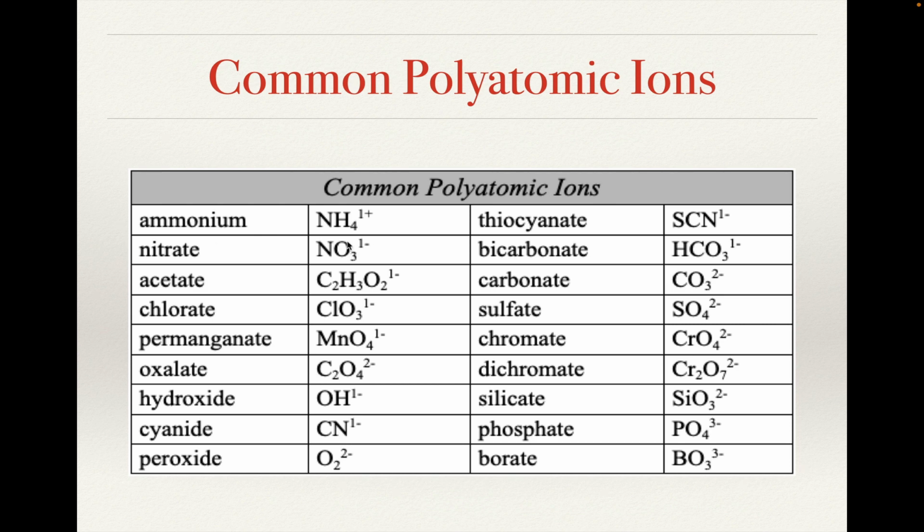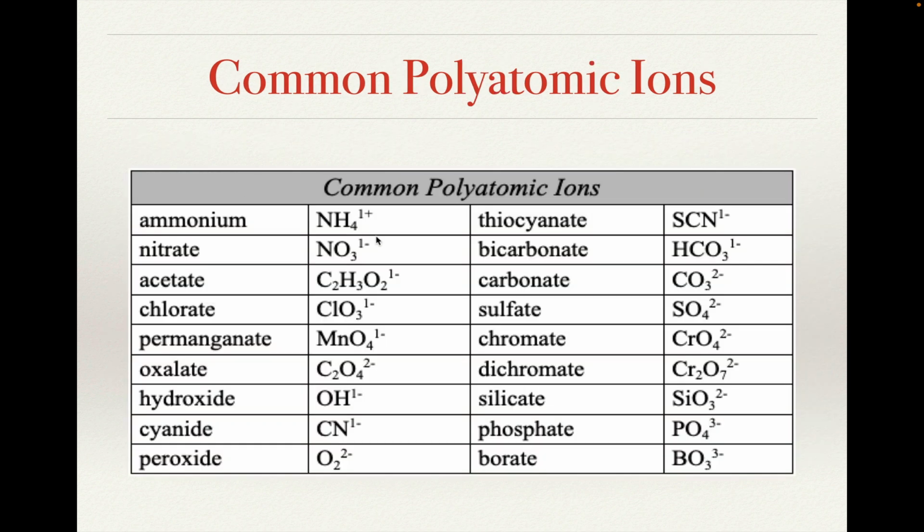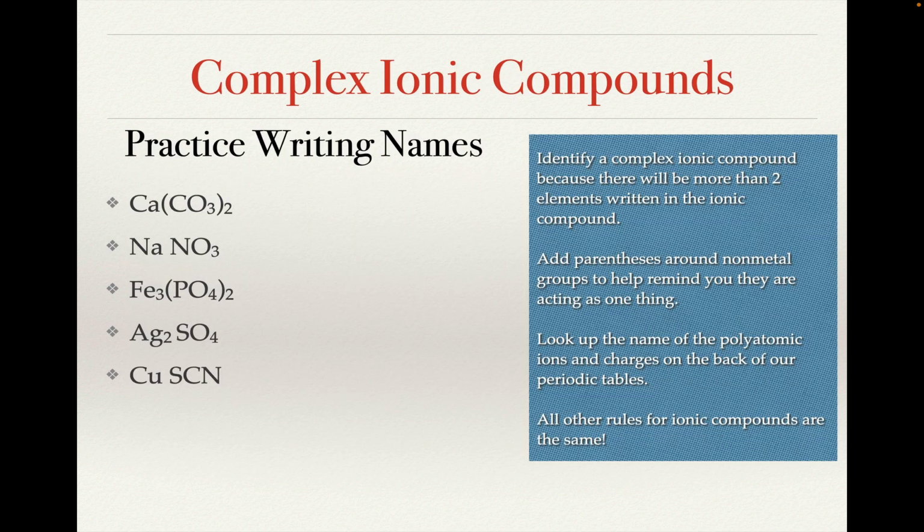But we just need to know that NO3 is called nitrate, and as a group, it has a -1 charge, okay? Hydroxide is OH, dichromate is Cr2O7, that kind of stuff, okay? So when we write the names for these, if we say CaCO3, all we need to do is say, okay, Ca is calcium. We go back and look up CO3, and CO3 is carbonate, so we would just call that calcium carbonate.